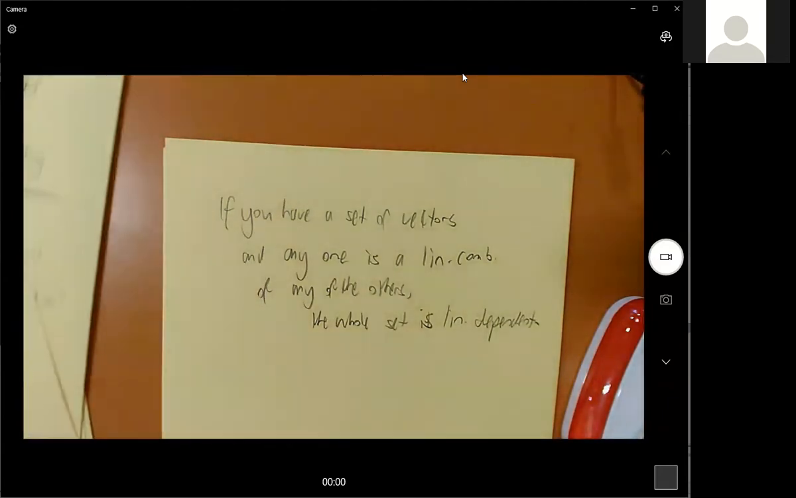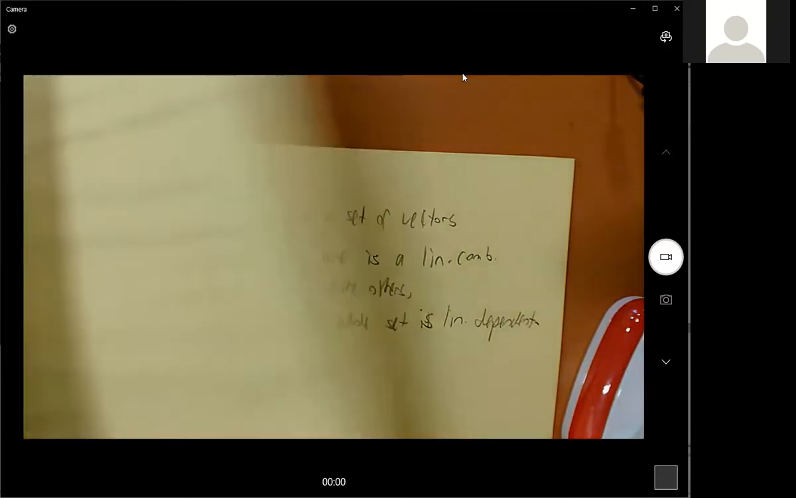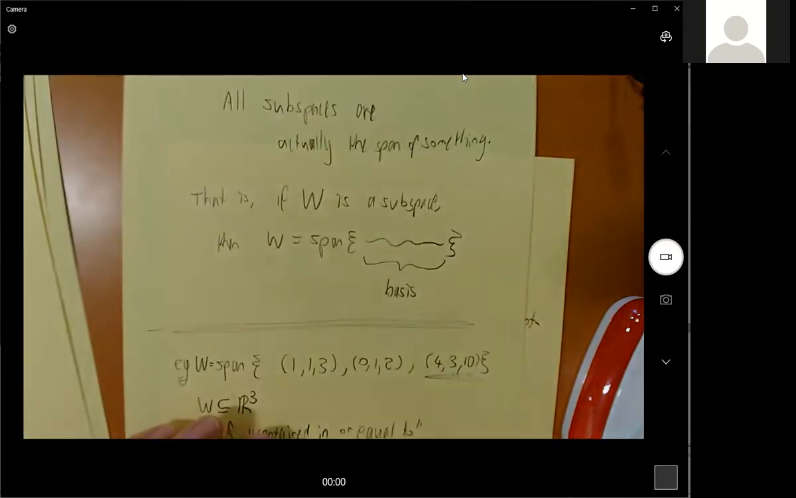Okay. Can I ask you a little question about that? The example you have, the two vectors were linearly independent, but you said the whole set is linearly dependent. So is it still the case where you can have independent vectors and have the whole set be dependent? Correct. Some of the vectors are independent, but because this one is dependent on those two, the whole set is dependent.